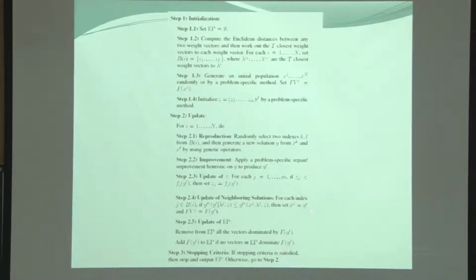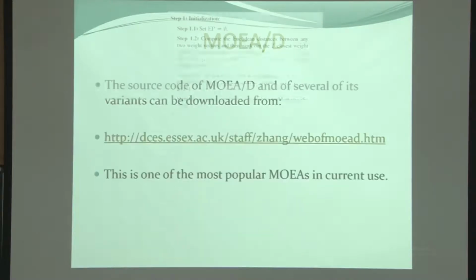I won't get into all the details, but it computes Euclidean distances between the weight vectors, generates the population, initializes the population, applies reproduction. Then the improvement is basically the operators, apply the variation operators. The neighboring solutions are updated here, and non-dominated solutions go to the external population.